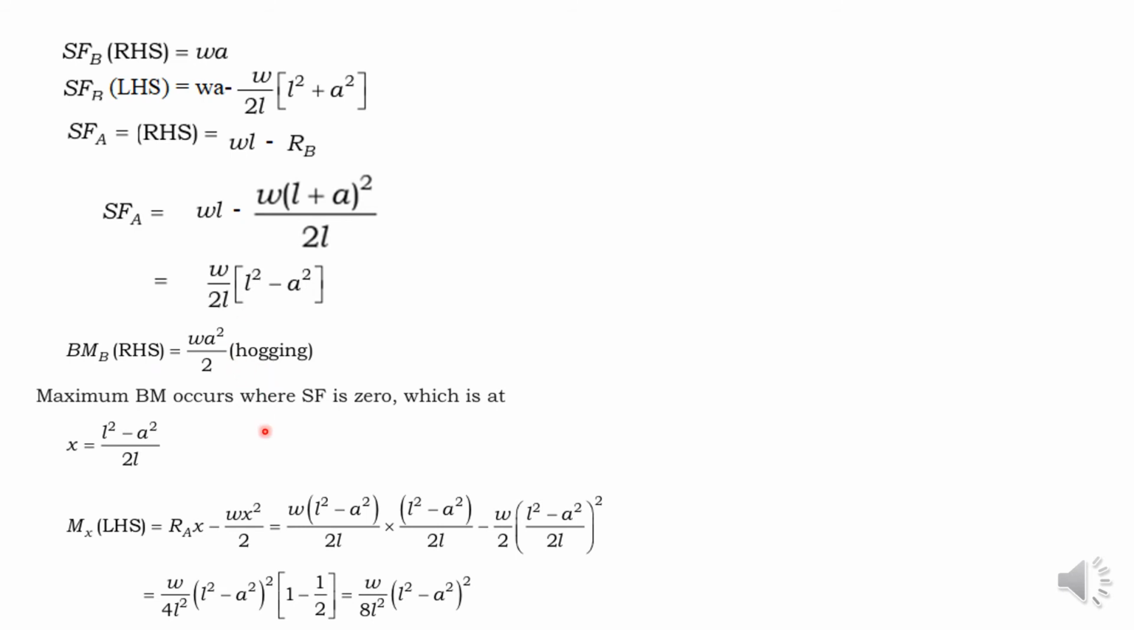Then the maximum bending moment occurs where the shear force is 0, which is at a distance of x equal to (L squared minus a squared) divided by 2L. This is obtained by using the expression for shear force at a section x and equating it to 0. Then apply the value of x to get the equation for bending moment at x, so that you get w by 8L squared into (L squared minus a squared) the whole squared.